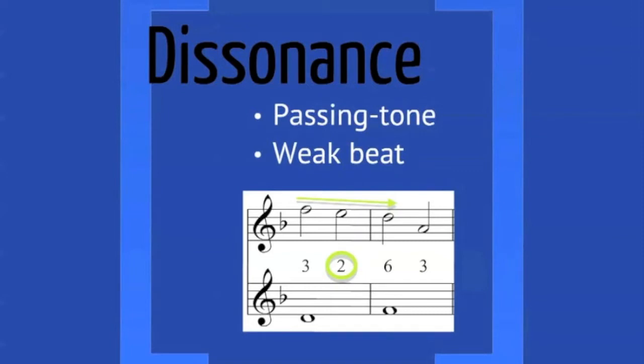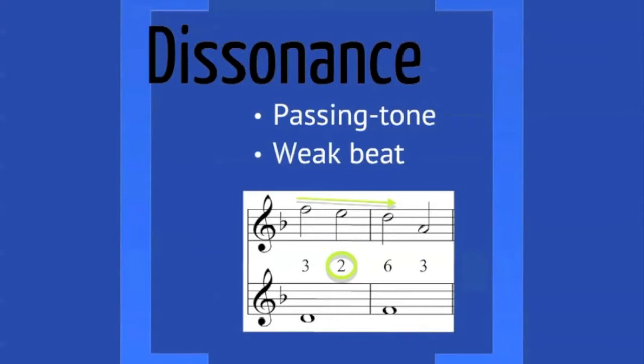So, for instance, you see we have F down to D. That E is a passing tone, and is therefore permitted to be used as a dissonance. If you went from the F down to the E and then back up to the F, that would not be a permissible use of dissonance. So it's a stepwise motion filling in the gap of a third. That is when you can use a dissonance.